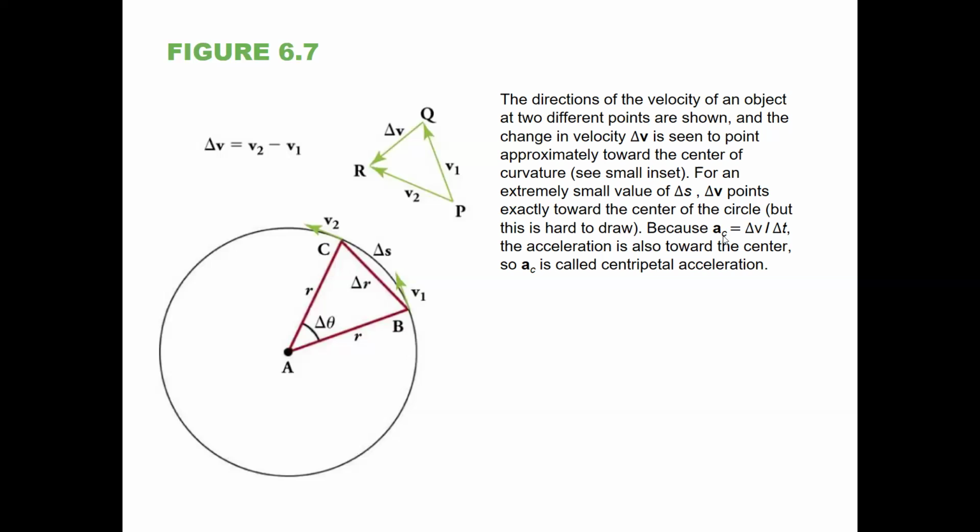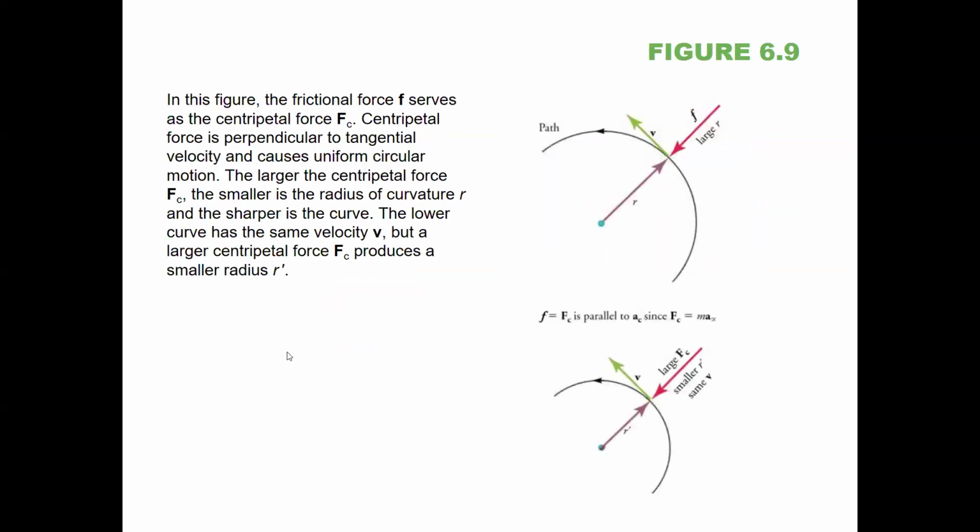And we know that delta V, this net velocity, divided by the time it took us from our initial time to our final time along this arc length, gives us the centripetal acceleration. We divide that net velocity by that net time to give us the centripetal acceleration that is pointing towards the center.